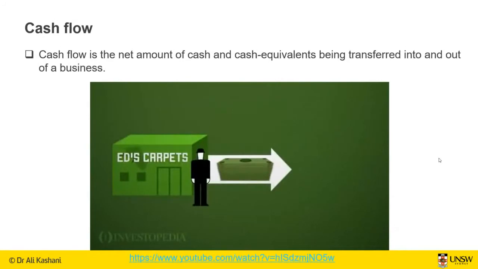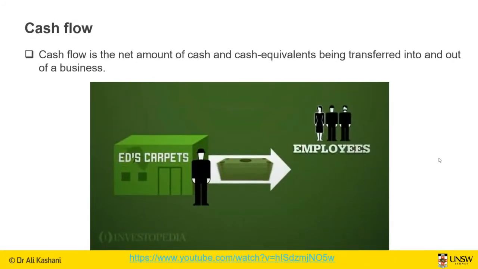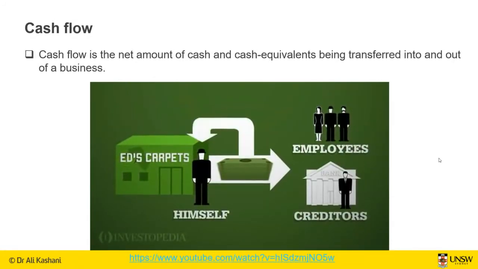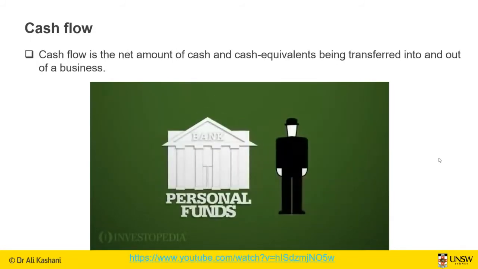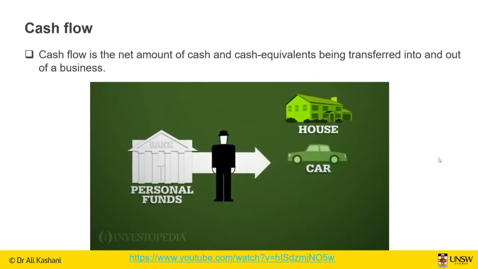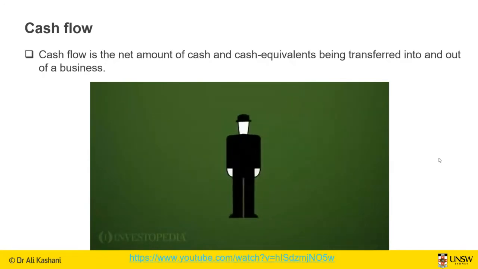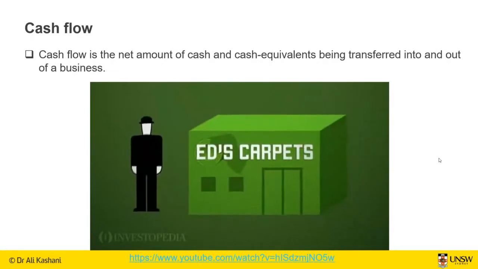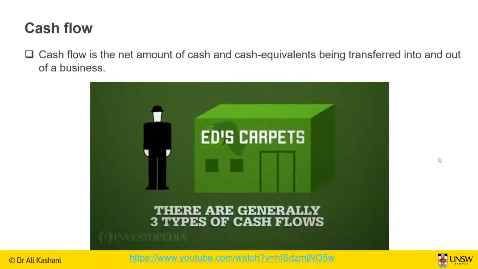Having ample cash on hand ensures that Ed can pay his employees, his creditors, and himself on time, keeping the business afloat. The same goes for Ed. He needs enough cash in his personal bank account to pay for his house, his car, and other personal expenses. Whether we are talking about Ed or his business, there are generally 3 types of cash flows.